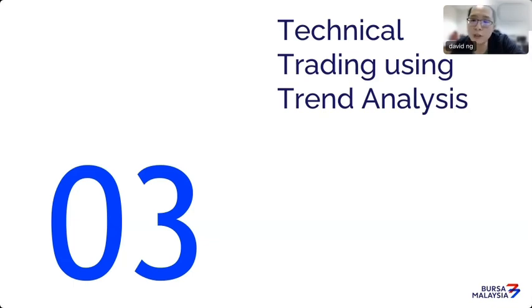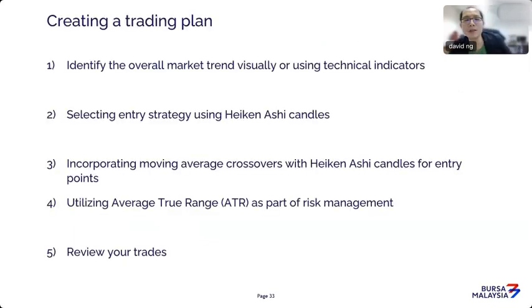So importantly, when you want to come up with a trading plan per se, you must incorporate ways and strategies to get out of the market in case the market goes against you. So, creating a trading plan, the first thing is to identify the overall market trend, visually or using technical indicators. Visually, it's just looking at the chart from left to right. Is it going higher, lower, or sideways?